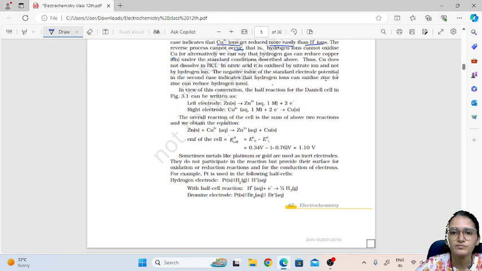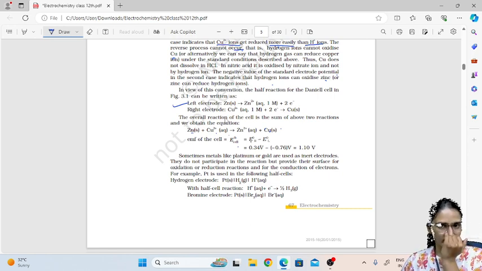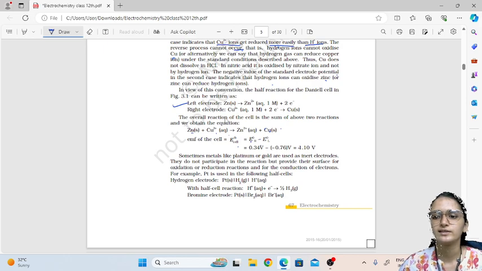Now the left electrode which has zinc, zinc loses 2 electrons, and copper gains electrons to form copper. So the overall reaction is zinc plus copper 2 plus gives zinc 2 plus and copper. So E naught of cell, the EMF of cell at standard condition, is equal to E naught of cathode minus E naught of anode, and when you put the values, you get the answer, 1.1 volt. Okay.